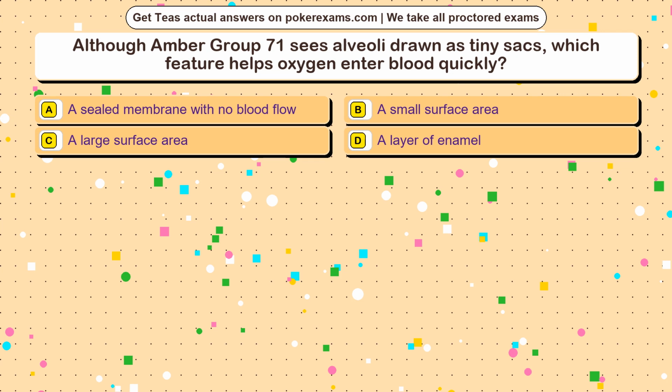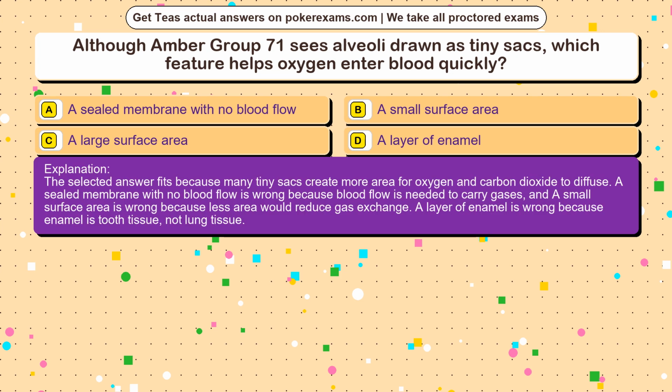The correct answer is option. The selected answer fits because many tiny sacs create more area for oxygen and carbon dioxide to diffuse. A sealed membrane with no blood flow is wrong because blood flow is needed to carry gases, and a small surface area is wrong because less area would reduce gas exchange. A layer of enamel is wrong because enamel is tooth tissue, not lung tissue.